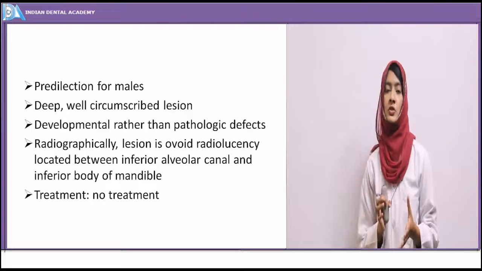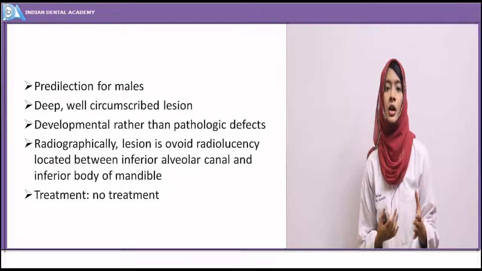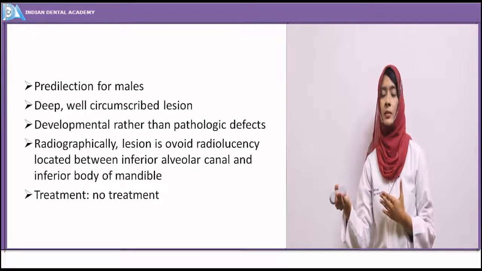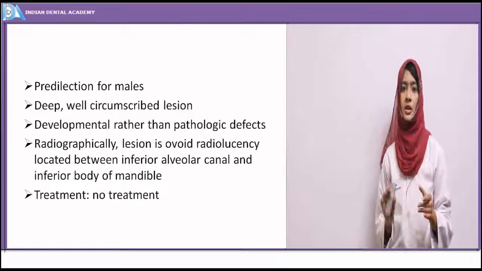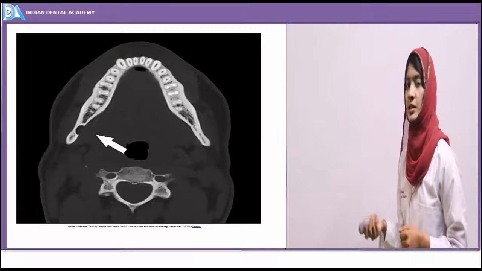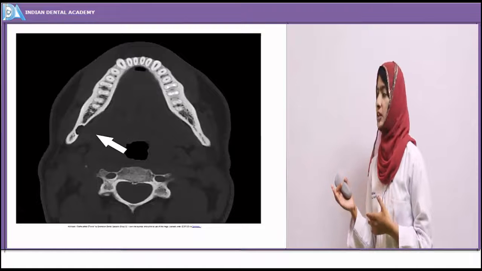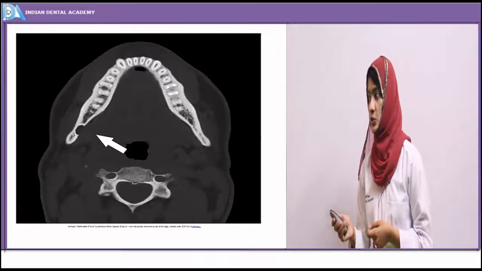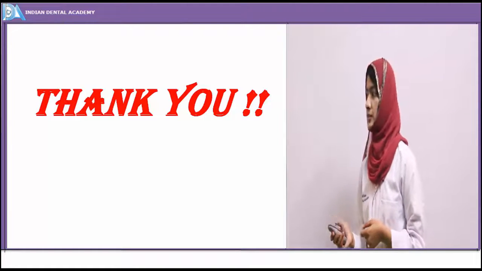Differential diagnosis: you have to differentiate this Stafne bone cyst from another cyst called the traumatic bone cyst. The traumatic bone cyst is seen above the inferior alveolar canal, but the Stafne cyst is seen below the inferior alveolar canal. That will be a differentiating point for us. Here is a CT scan showing the Stafne cyst defect on the left side. The arrow points to the defect, on the left side of the mandible. That's it. Thank you.